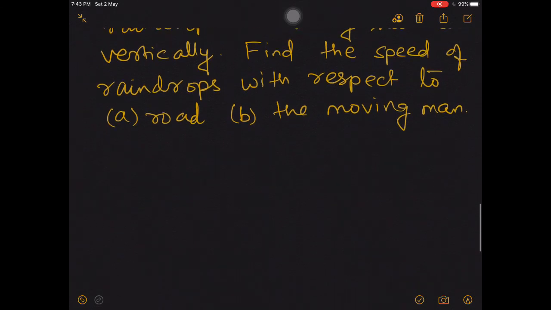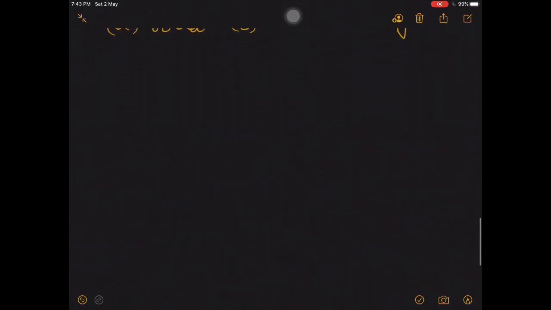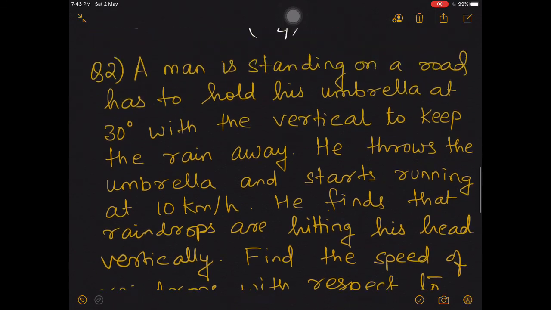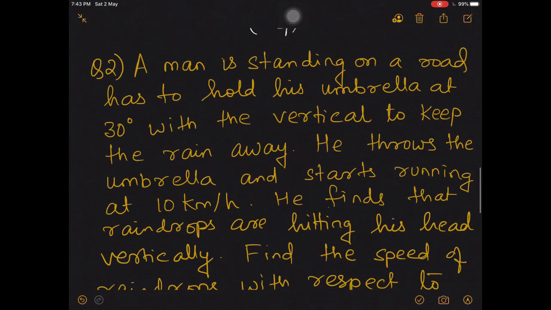As I teach you, keep writing it. We will solve this sum, but before solving we will draw a diagram to explain it. Let me read it once again. A man is standing on a road, has to hold his umbrella at 30 degrees with the vertical.